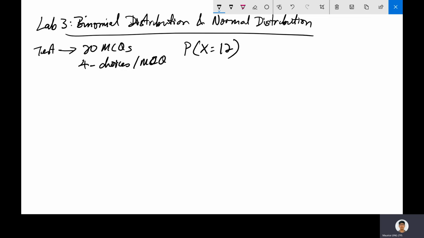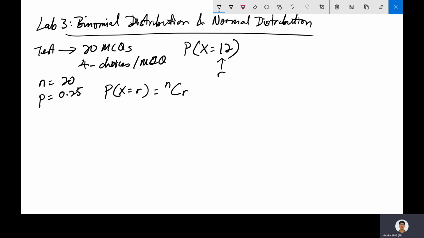So in this case, n is 20 questions. If you have 4 choices MCQ and you randomize it, that means you pick at random, the probability of getting correct is 25% of a chance. And you want to find out, you want to get 12. So this is your R. So the general equation for binomial distribution is your n.